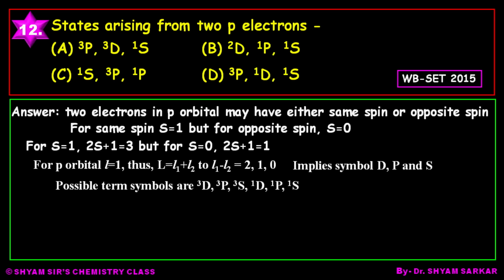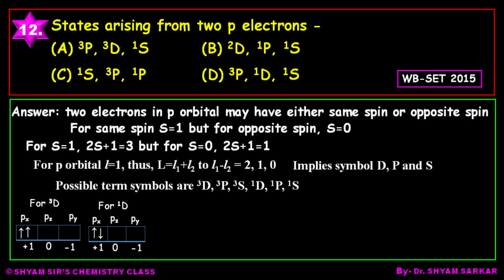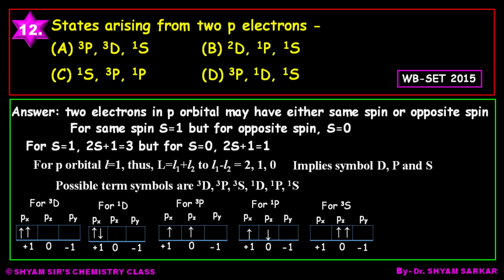So among these 6, 3 will be the stable states, the valid states. The other 3 will not be valid for 2p electrons. Let us see which 3 will be valid. For that, again you have to do back calculation for the electronic arrangement. So here I have shown you 6 possible term symbols, 6 different orientations of electrons in the orbitals.